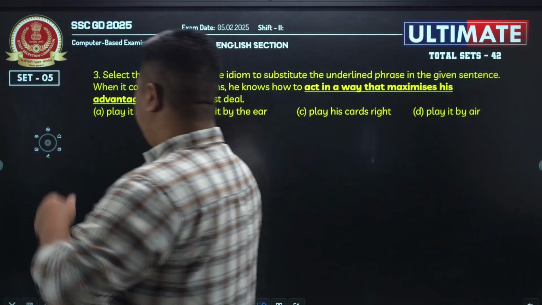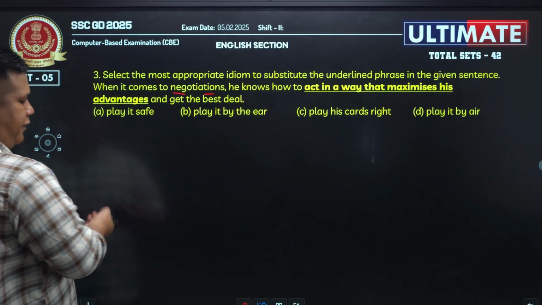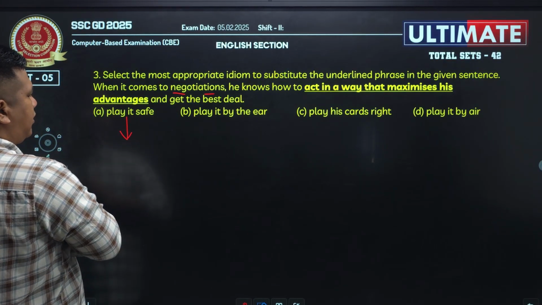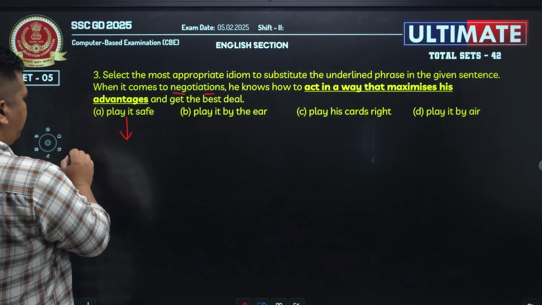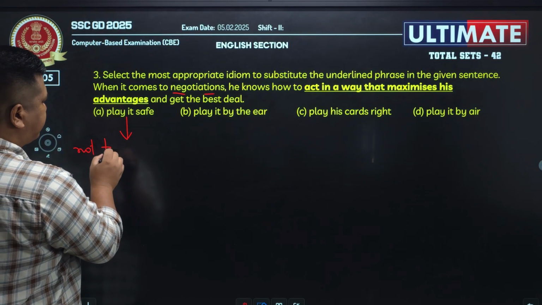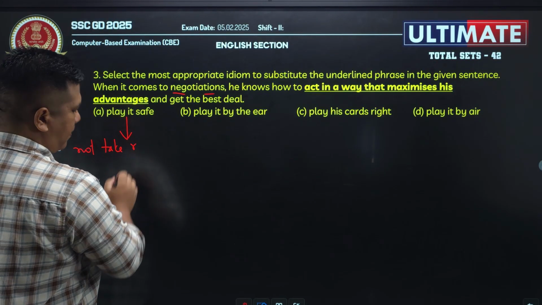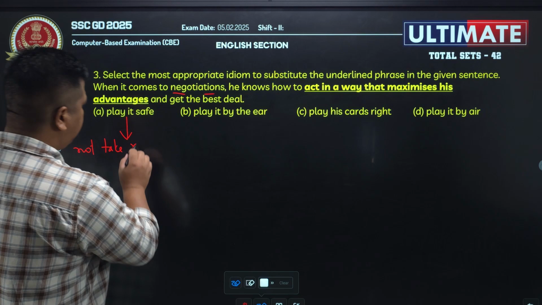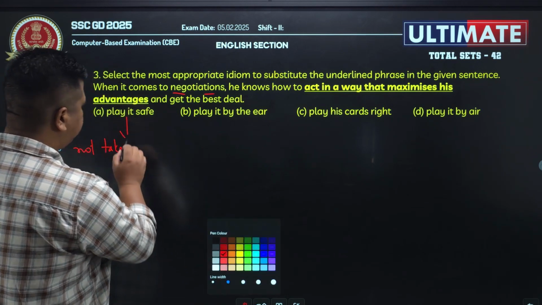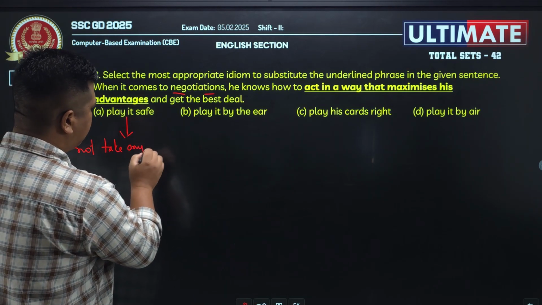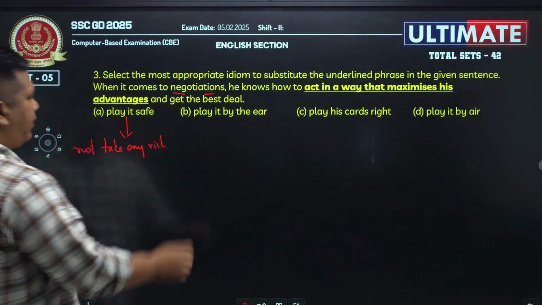So let's see option A, play it safe. Play it safe, so something that does not require much risk. So not take risk. Not take any kind of risk. Play it safe.